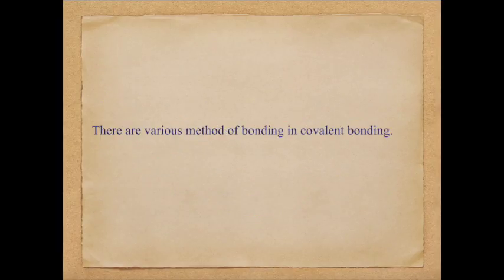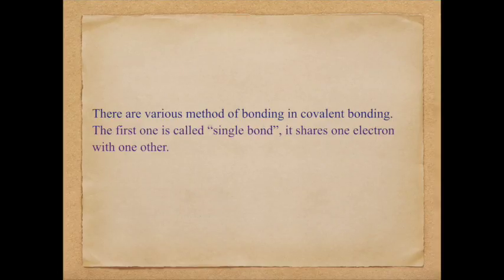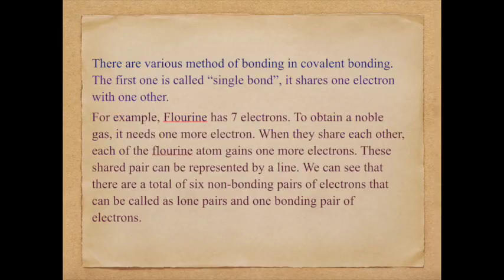There are various types of bonding in covalent bonding. The first one is called a single bond. It shares 1 electron with one other. For example, fluorine has 7 electrons. To obtain a noble gas configuration, it needs 1 more electron. When they share with each other, each fluorine atom gains 1 more electron. This shared pair can be represented by a line. We can see that there are a total of 6 non-bonding pairs of electrons, which are called lone pairs, and 1 bonding pair of electrons.